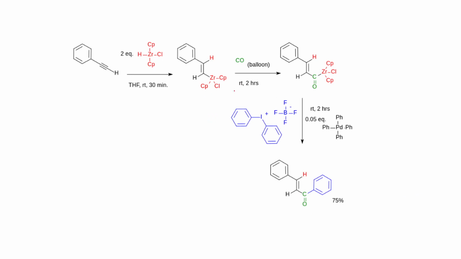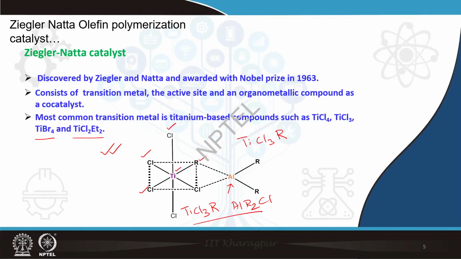Another example. If you have this intermediate without quenching, you can use carbon monoxide, then a carbonyl insertion reaction, followed by this boronate. You can do this particular cross coupling, where palladium is used over here. So cross coupling also can be performed with this zirconium based reagent.